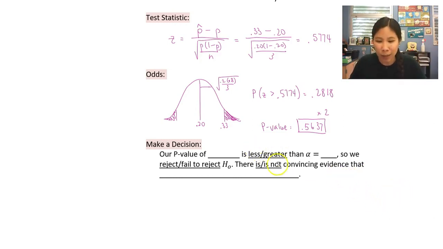We also want to compare it to our alpha level. Remember, that was the significance level. Whether or not the p-value was greater than or less than alpha told us whether we should reject our null hypothesis or fail to reject it. That's why we want to include that here. So I'm just going to fill in my p-value of 0.5637 is, and then we need to figure out what alpha level we are using.